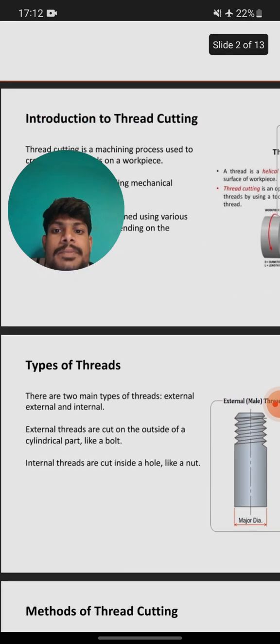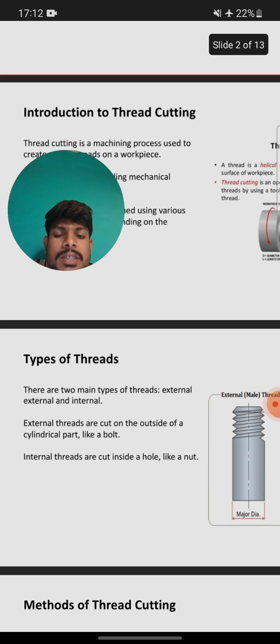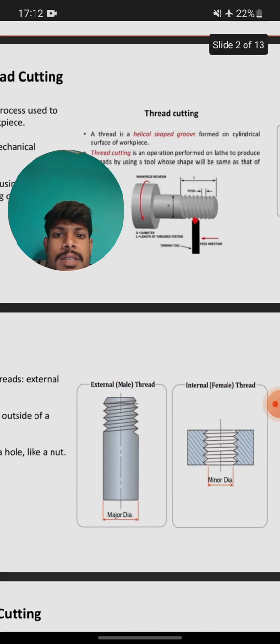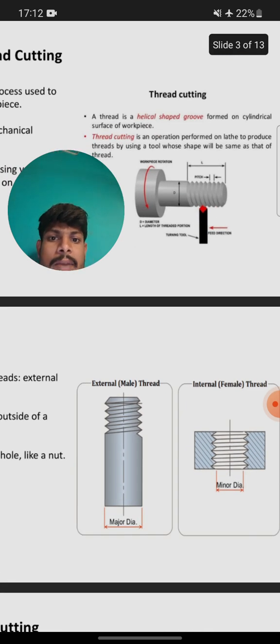Types of threads. There are two main types of threads, external and internal. External threads are cut on the outside of a cylindrical part like a bolt. Internal threads are cut inside a hole like a nut. So this is the external male thread and internal female thread.